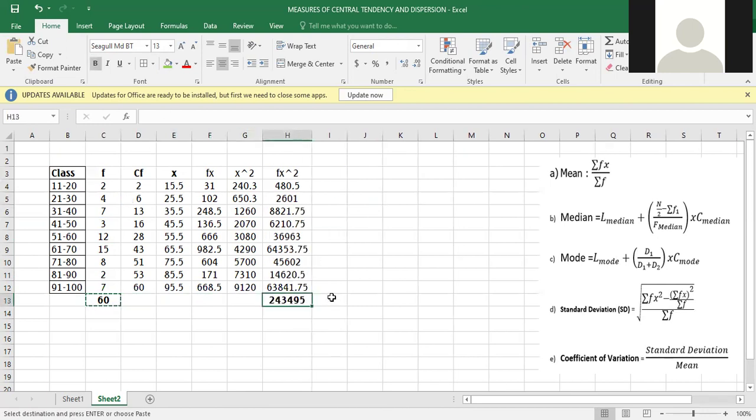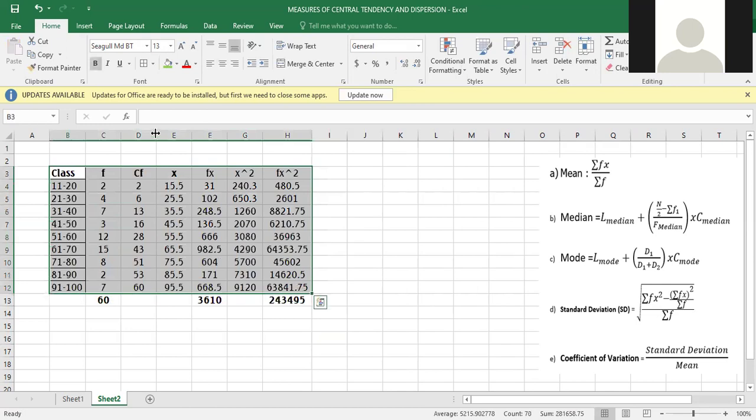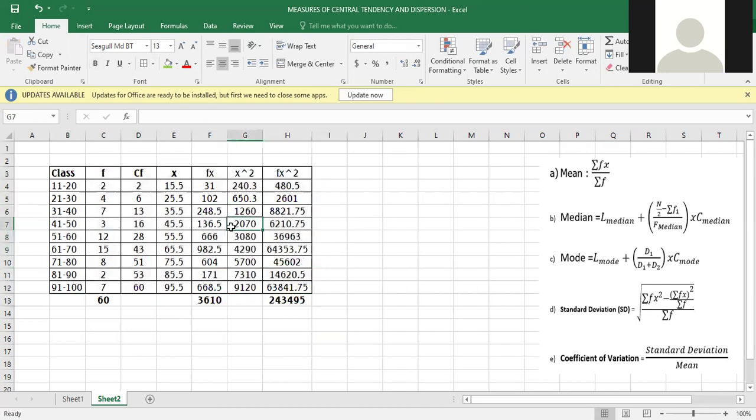243,495. That is what you have, 243,495. And of course, we'll need the summation of fx too. Summation fx, yes. So you can put all of this together. Once you have been able to do this in exam, you are 60% gone.